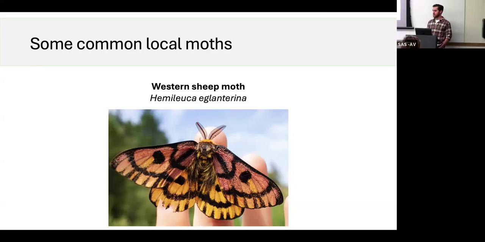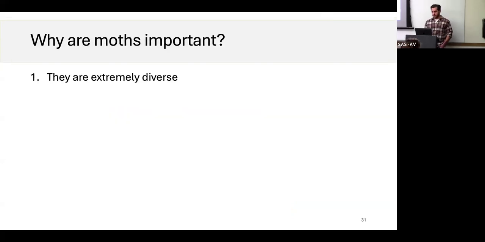So again, as you can see, there's a huge diversity of moths, even right here locally, and they come in a dazzling array of colors and shapes and sizes. So that is my first reason why moths are important.